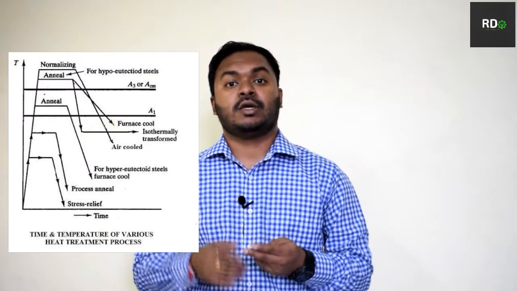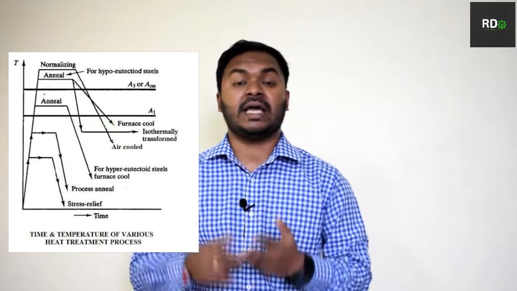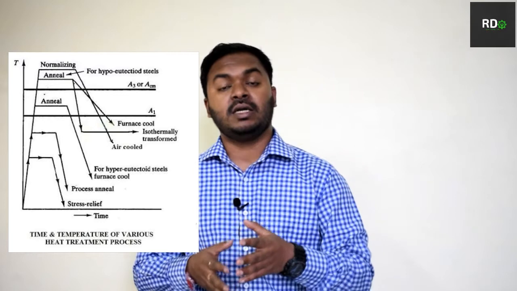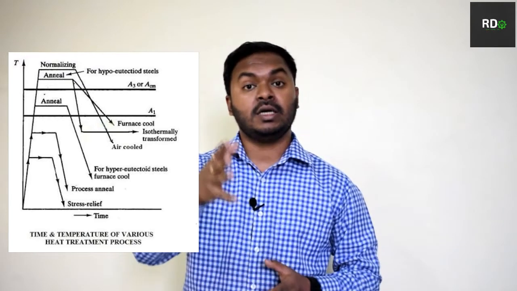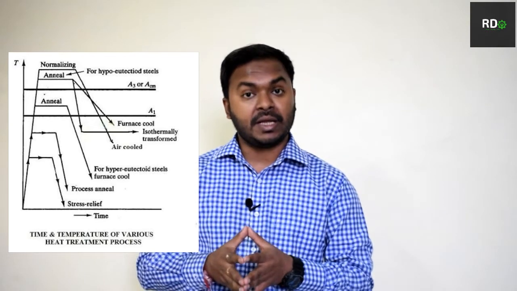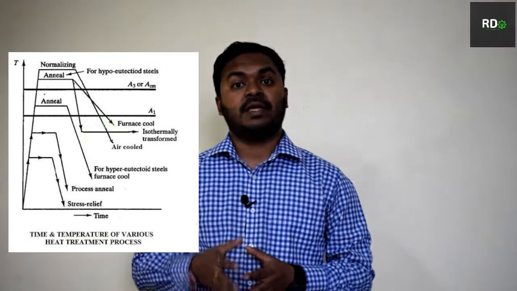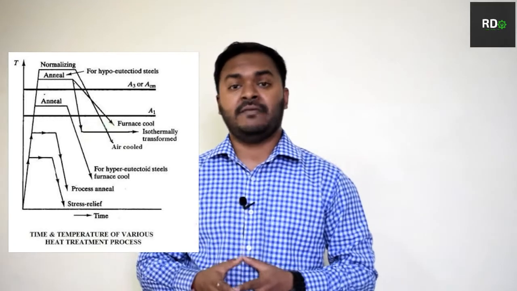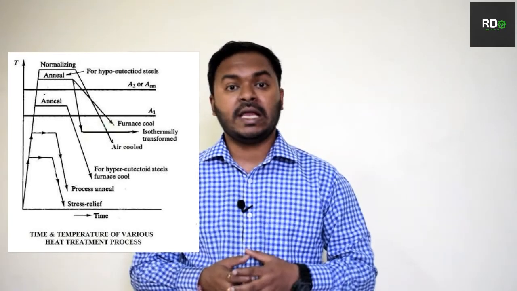If we quickly revise, the full annealing is to increase the ductility and the toughness, the process annealing is used for your low carbon steel, the third, spheroidized annealing, is used to increase the machinability of the material, and the fourth type, that is stress relieving, we use for relieving the stresses.